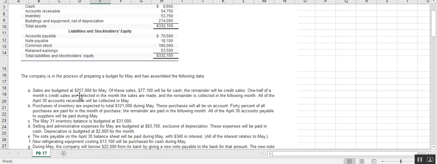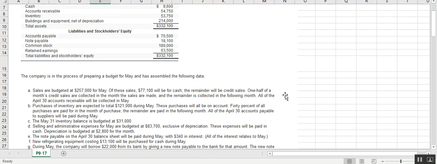So we've got $257,000 in sales for May, but of those, $77,100 would be for cash. So let's see what our credit sales are. If we take $257,000 and subtract out $77,100, that gives us $179,900. So that's the amount of credit sales that we're working with.